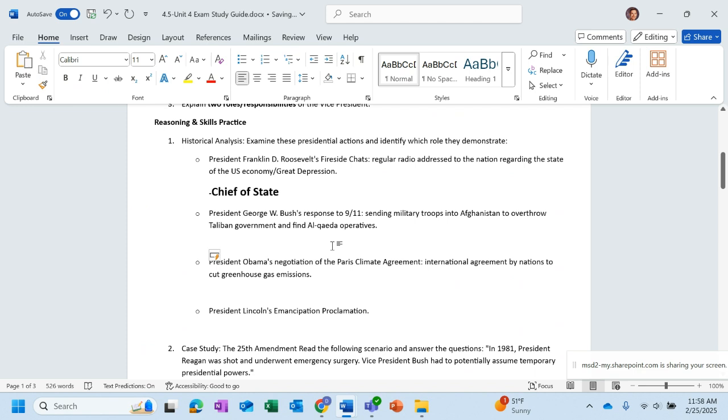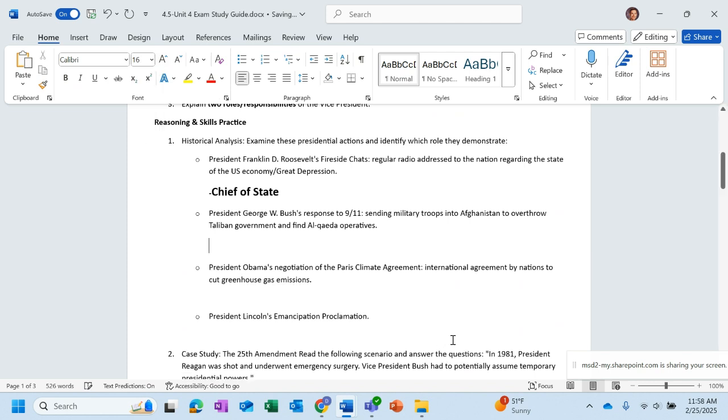President George W. Bush's response to 9/11, sending troops into Afghanistan, overthrow the Taliban government, find al-Qaeda operatives. If you need to know more about that, let me know, because I think that's an important part of U.S. history that not a lot of people know about, because you were born after it. Or were you born like 2014 or so? So something like that. So that one is going to be Commander-in-Chief, Armed Forces. That is an express power, and it's a role.